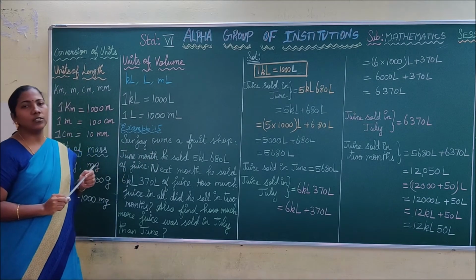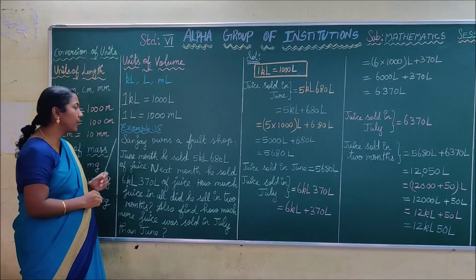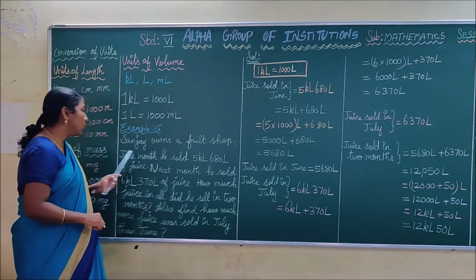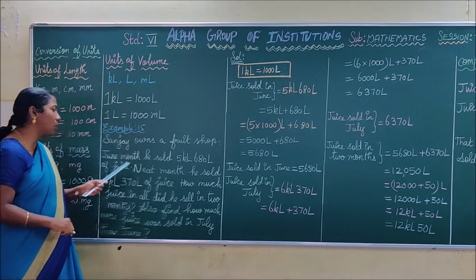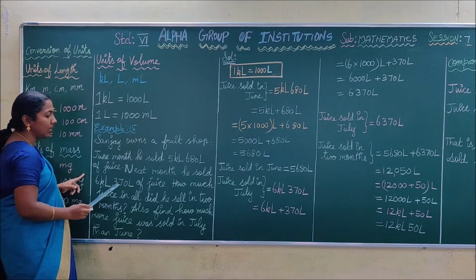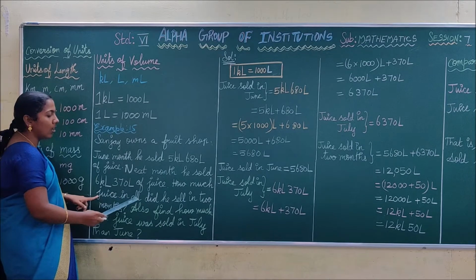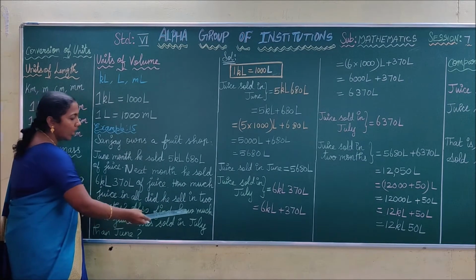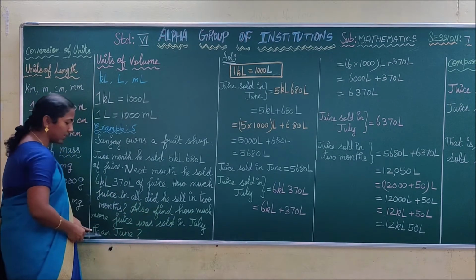In the last class, we have seen example 14. Now we are going to see example 15. Read the question, children. Sanjay owns a fruit shop. In the month of June he sold 5 kiloliter 680 liter of juice. Next month he sold 6 kiloliter 370 liter of juice. How much juice in all did he sell in 2 months? Also find how much more juice was sold in July than June.